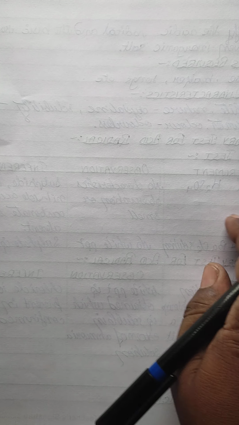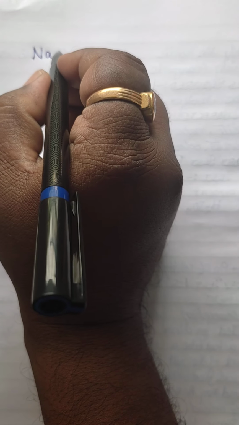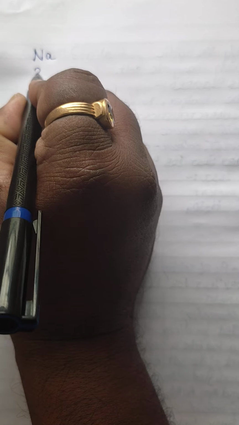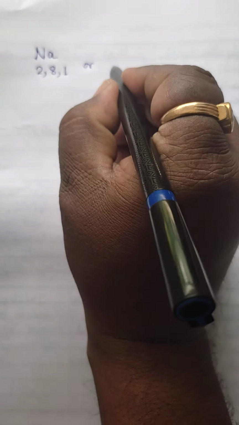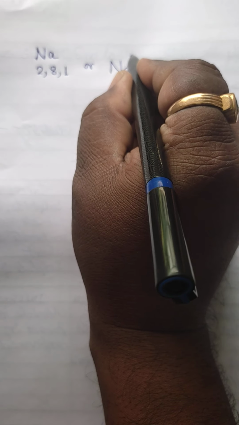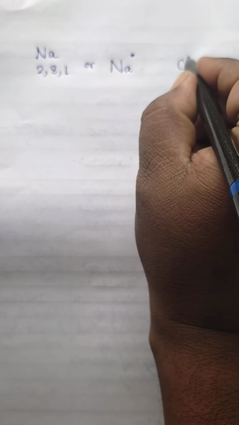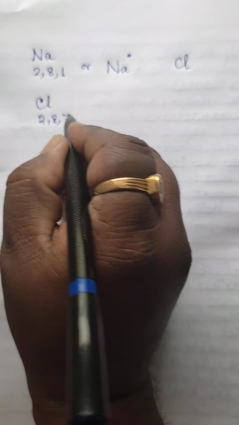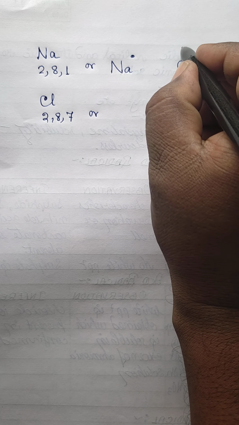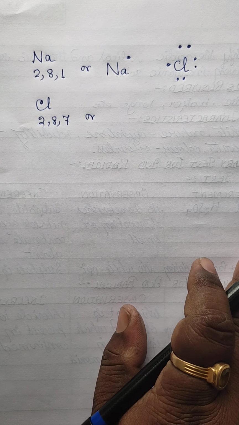Now the question is how to represent the ionic bond. Suppose I have the sodium atom. I will show the electrons of the outermost shell. I have told you sodium has 2 in the first shell, 8 in the second shell and 1 in the last shell. So we will represent it as sodium with 1 dot, which represents the last electron in the outermost shell. In the case of chlorine, it has 2, 8 and 7, so we represent chlorine with 7 electrons in the outermost shell. Can you see the 7 dots in chlorine?